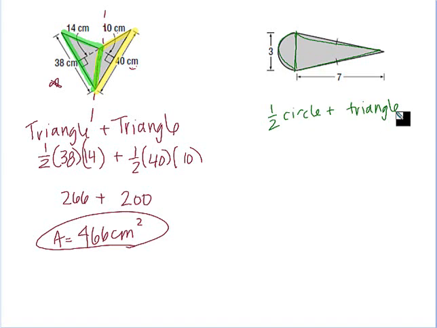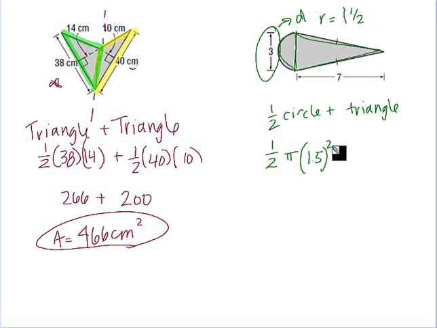Well, half of our circle, 1/2 pi r squared. Well, this would be the diameter. So that means the radius would be half of that, or 1.5. So 1/2 pi times 1.5 squared, plus the triangle, 1/2 base times height. Your base there would be that 3, and your height would be 7.